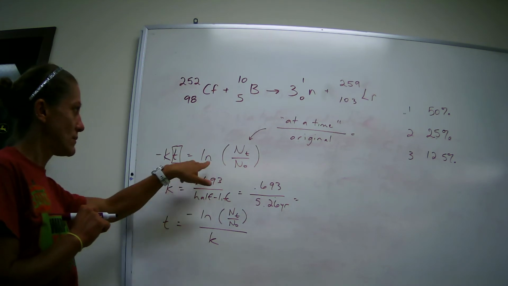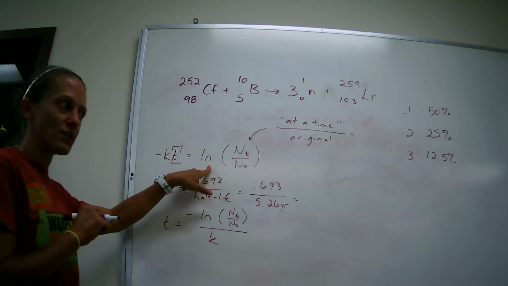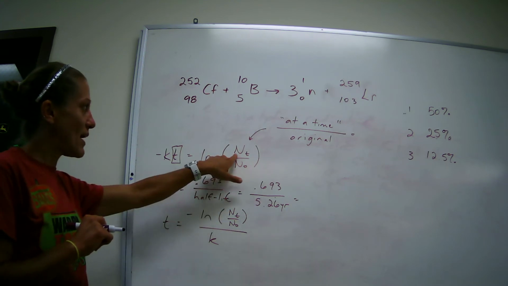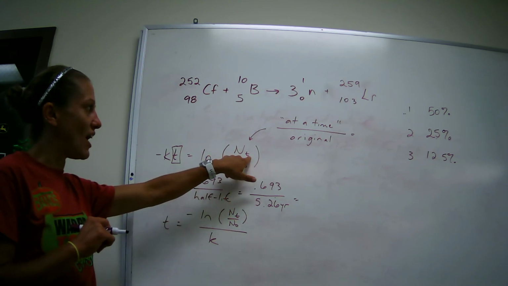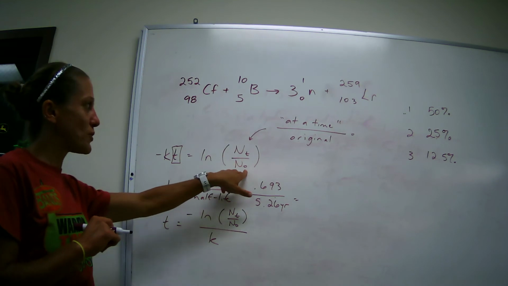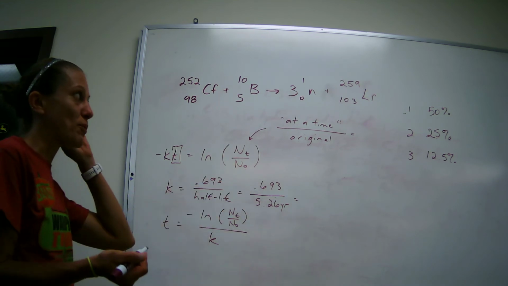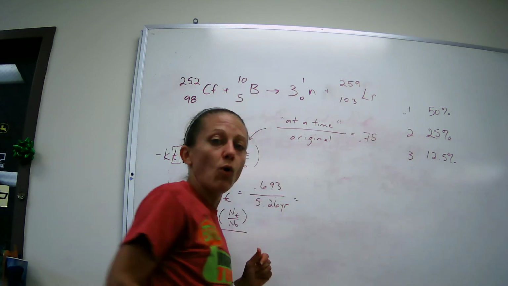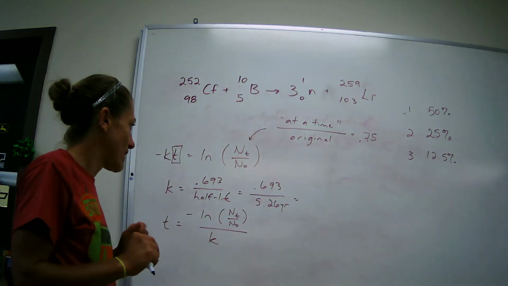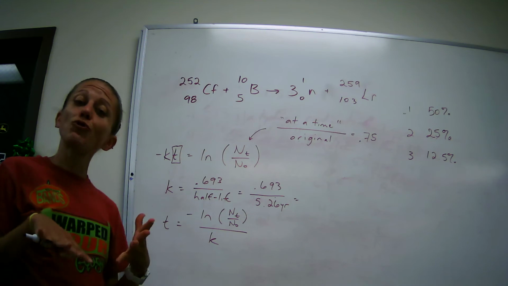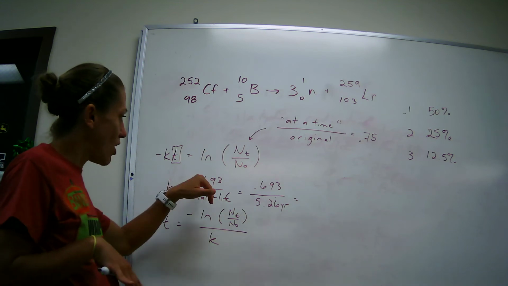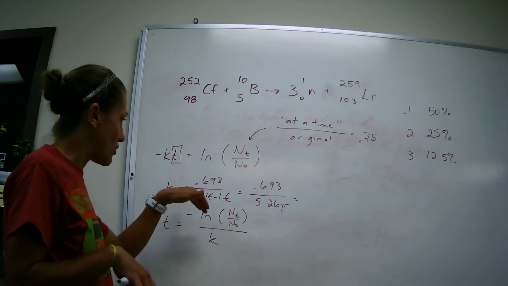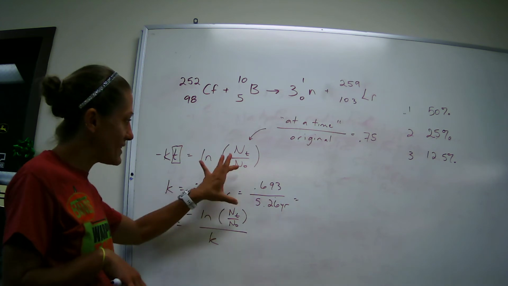T is time. That's natural log, like calculator will do it. Nt over N0, N is the amount of a nuclide at a given time, that's what t stands for, versus the original amount. And if you read in the problem, this is going to be 0.75 or 75%. To calculate k for radioactive decay, it's always 0.693, that's an always value, over the half-life. So I did that next.